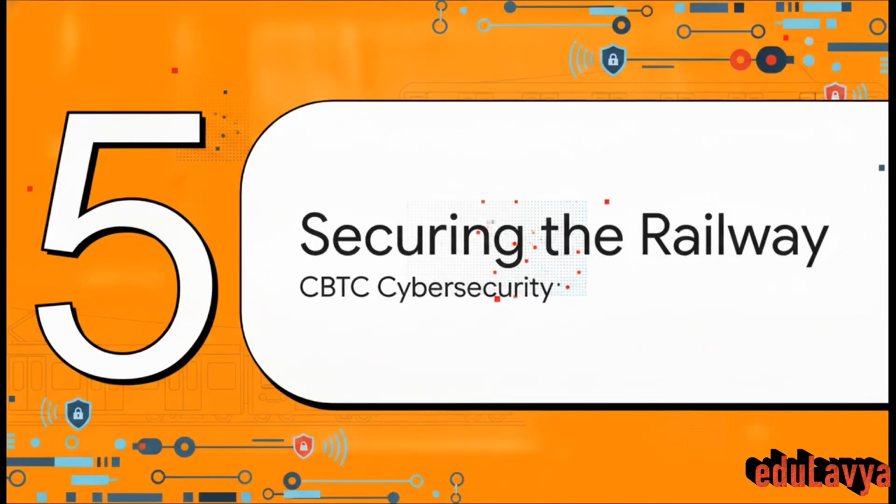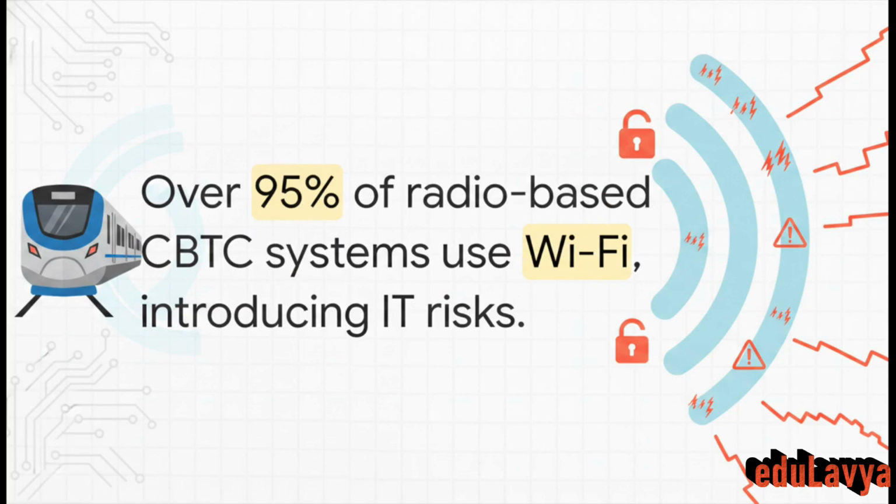Finally, Section 5, Securing the Railway. Because modern systems rely so heavily on wireless data networks to operate, we really have to address the critical IT complications that this level of connectivity introduces. Here's the reality. Over 95% of radio-based CBTC implementations utilize Wi-Fi and Ethernet networks. Because of this, railways face very real cybersecurity vulnerabilities. When you move away from closed physical track circuits and move toward IP-based wireless networks, you inherently introduce the risk of unauthorized external access. And obviously, a breach like that could severely impact operations.